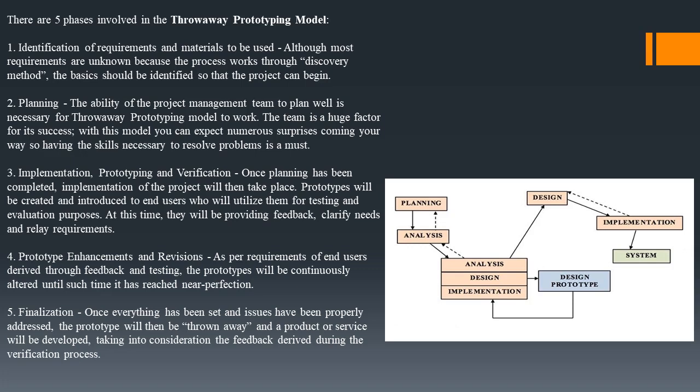Number 4. Prototype enhancements and revisions. As per requirements of end users derived through feedback and testing, the prototypes will be continuously altered until such time it has reached near perfection. Number 5. Finalization. Once everything has been set and issues have been properly addressed, the prototype will then be thrown away, and the product or service will be developed, taking into consideration the feedback derived during the verification process.